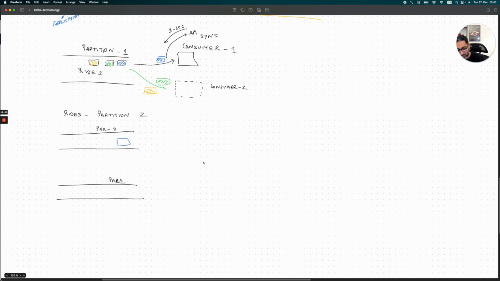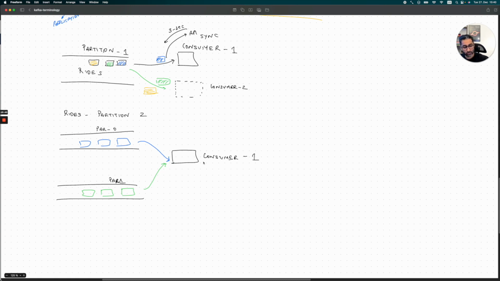All the blue messages go in partition 0, and all the green messages go in partition 1, just to make it easy. Let's say in our first case, as before, we only had one consumer, and the consumer said to Kafka, hey, I want to read from the rides topic, give me all the messages. What will happen in this case is that the consumer will connect to both partitions and will read from both partitions simultaneously.